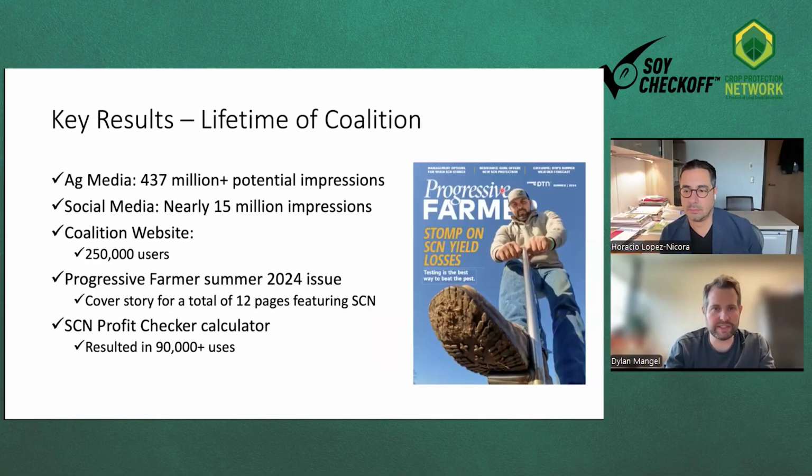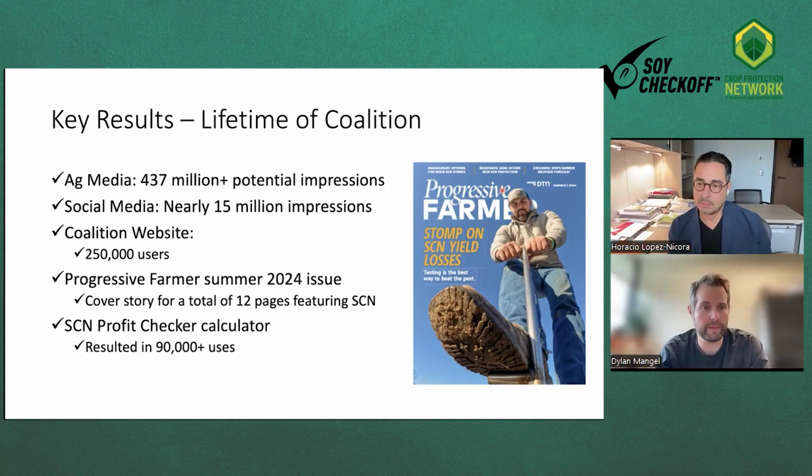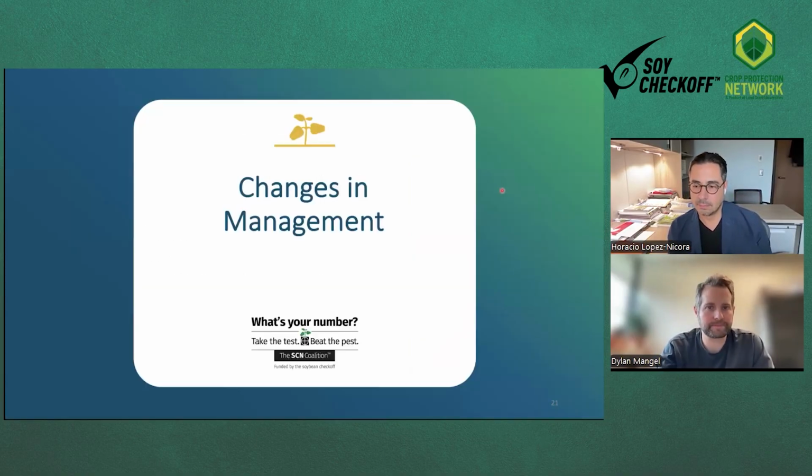So here's just a little bit of a summary of how we do our outreach. We do a lot of social media over the last several years. If anyone hasn't been there, please go to our website at thescncoalition.com. That's also where the profit checker is housed. So scnprofitchecker.com will get you to that tool. And just a lot of other traditional media outreach as well. The SCN Profit Checker has been extremely popular for anyone who has a soil test result or knows how many nematodes they have. We've had over 90,000 users in the last year and a half of that tool.